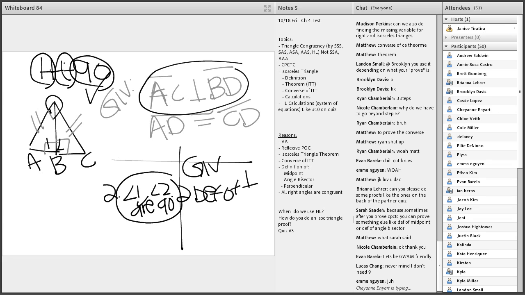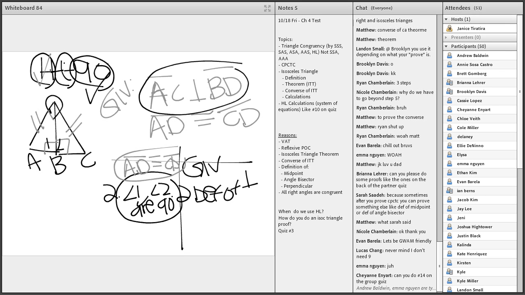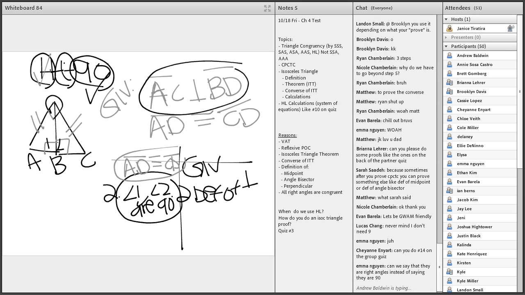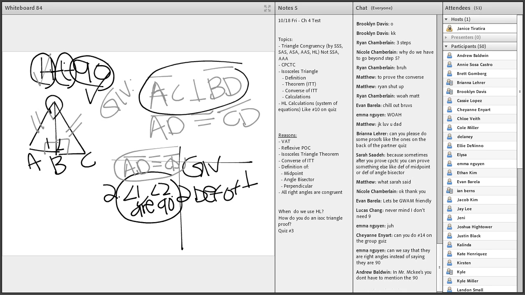But then I already had one given, right? AD is congruent to CD. And if you look at the picture, those are the hypotenuse. So I got hypotenuse, I got 90, I just need leg.